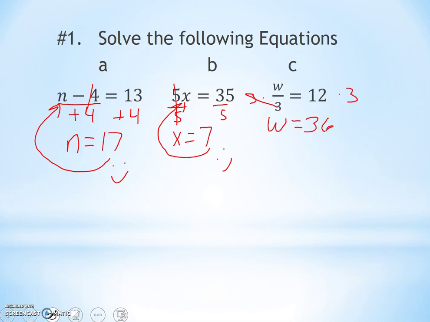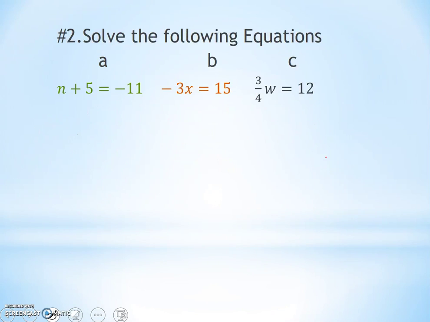Let's just check that out mentally. If I plug 36 in for W, does 36 divided by 3 equal 12? And we know that it does. And so our 3 solutions are n equals 17, x equals 7, and w is equal to 36. Let's try some more here.